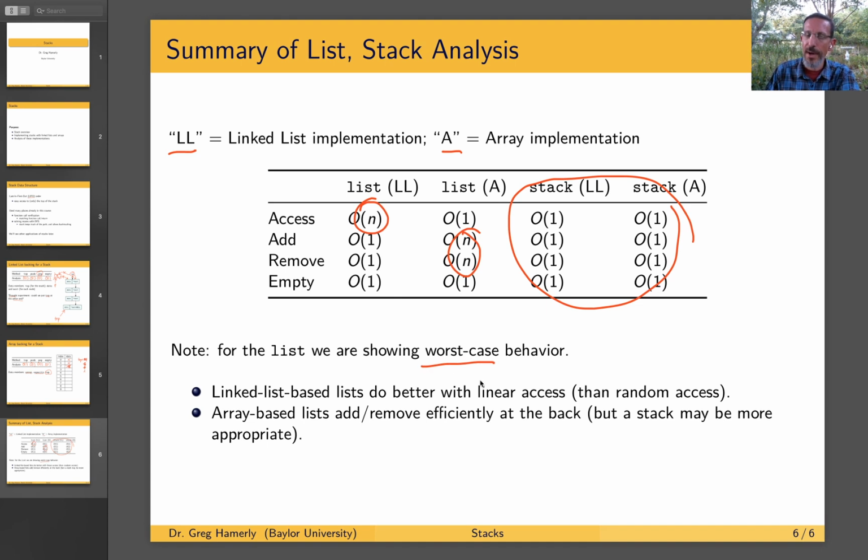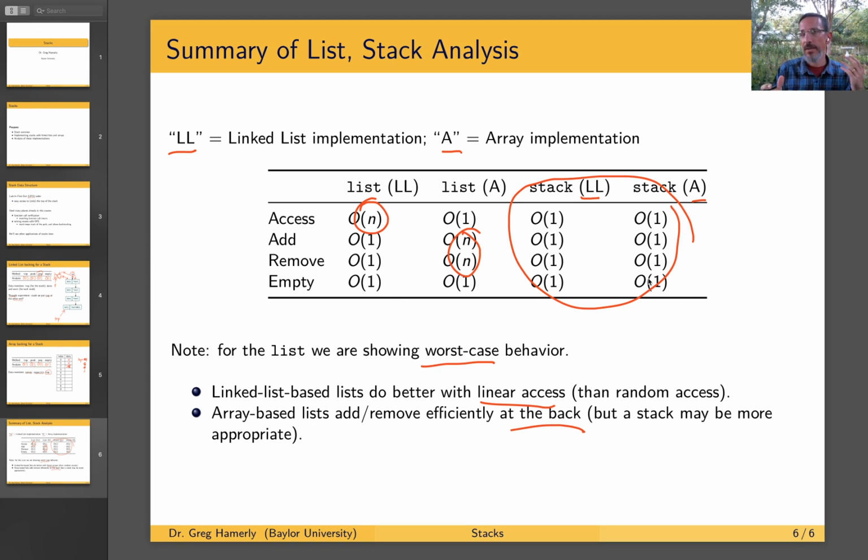We talked last time about how a linked list-based list does better with linear access rather than random access, and array-based lists are more efficient with add and remove at the back or the end of the list, okay? But if we're doing that, then a stack might be more appropriate. All right. So sometimes the implementation does matter, like in the case of a list. Sometimes the implementation doesn't matter, right? Asymptotically speaking, I could use a linked list or an array for a stack and get constant time access for all of these important operations that I need to support.